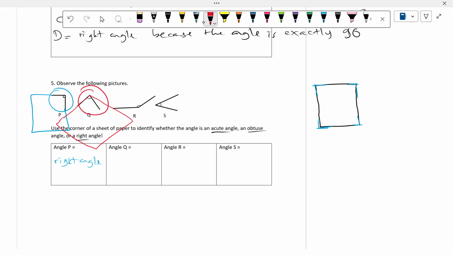So this corner determines the kind of angle. If the angle is inside, or less than the right angle, which is less than the corner of the paper, it is called an acute angle. But if we have, for example, this paper, look at the angle arms: one of the arms is more than the right angle here. It is called an obtuse angle. Meanwhile, the angle S is an acute angle. You can prove it yourself.